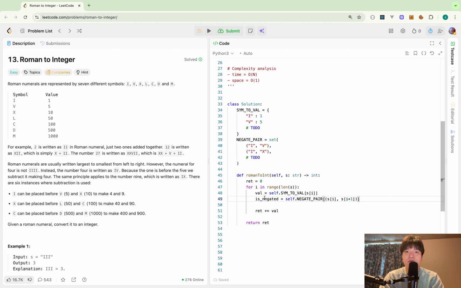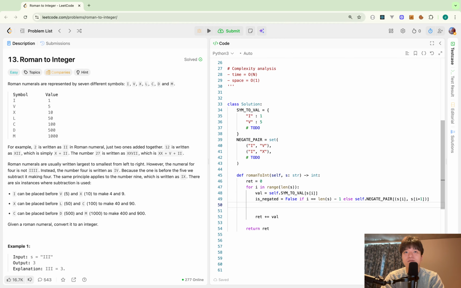So here in this way, I can get it negated. But I also have to take care that this i plus 1 doesn't go out of the range. So if i is less than length of s minus 1, I can check it in this way.